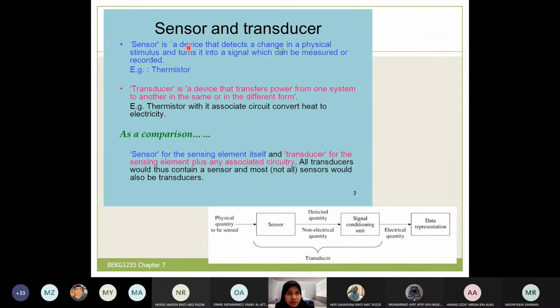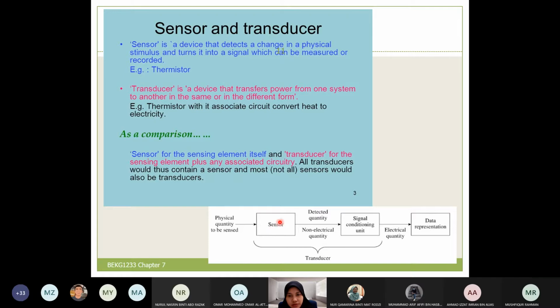Okay, we repeat the definition. A sensor is a device that detects a change in a physical stimulus and turns it into a signal which can be measured, for example, a thermistor. A transducer is a device that transfers power from one system to another. As a comparison, sensor is for the sensing element itself, and transducer is for the sensor element plus any associated circuitry. So all transducers do contain a sensor, and most sensors will also be transducers.